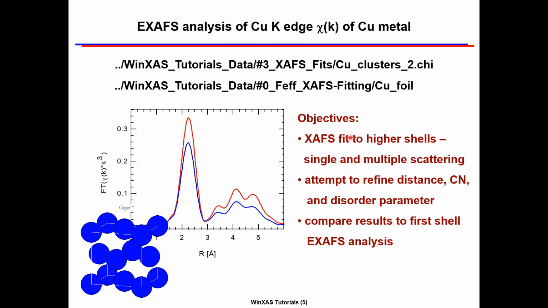Objectives will be EXAFS analysis of copper spectra using theoretical phases and amplitudes for higher shells in the radial distribution function. Distances, coordination numbers, and disorder parameters are to be refined for both foil and cluster spectra, and the parameters validated by the single first shell results. The copper spectra and theoretical phases and amplitudes used are included in the tutorials data folder, which can be obtained from the WinXAS website.